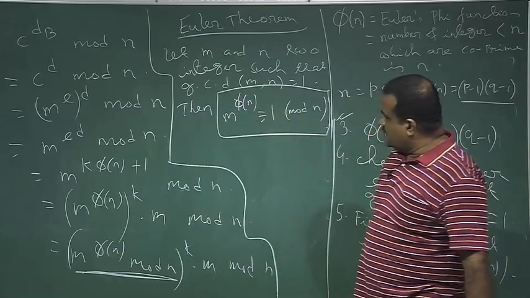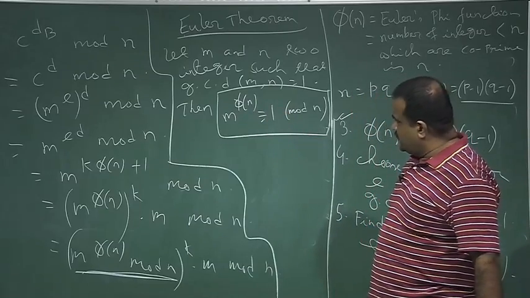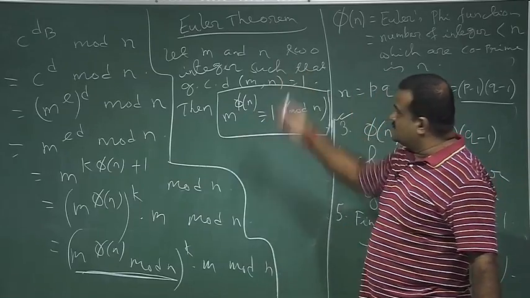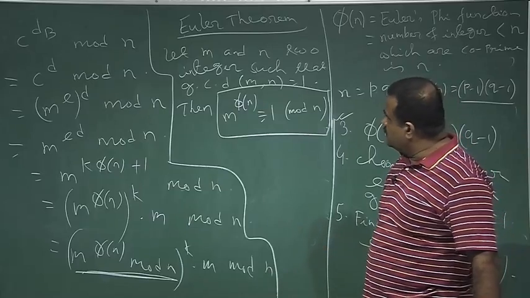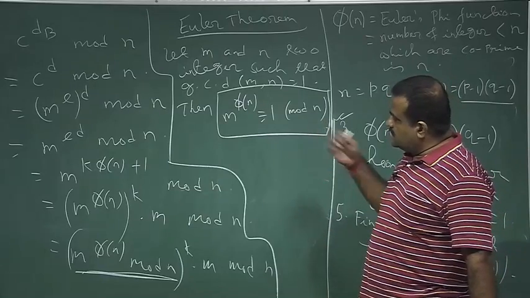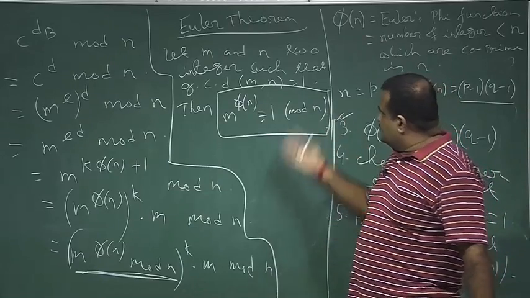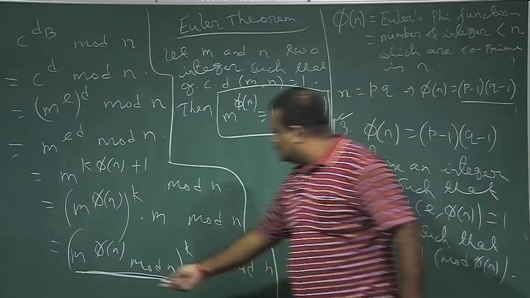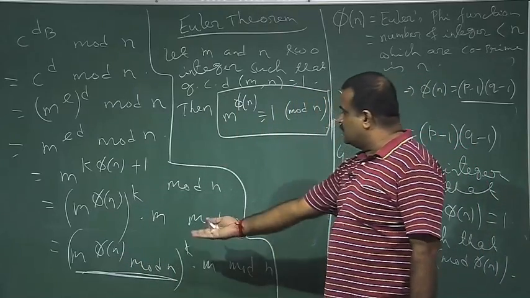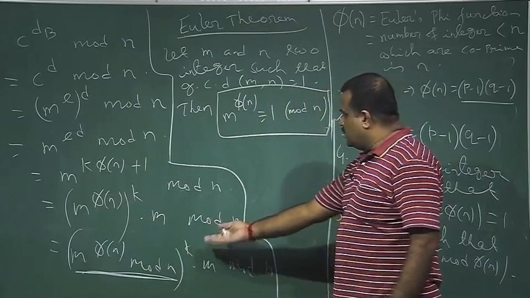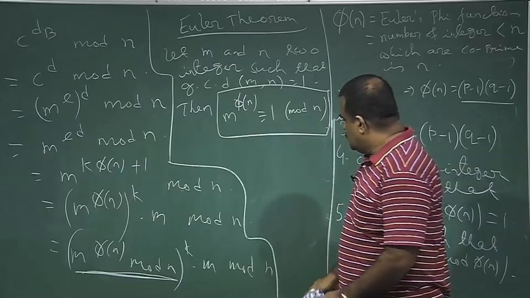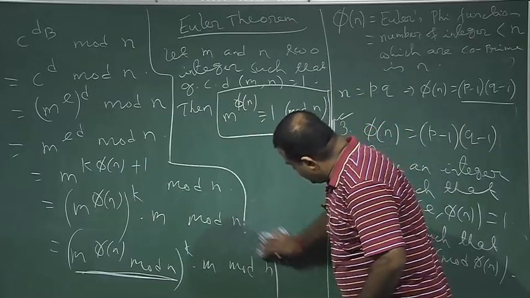M to the power phi n is congruent to 1 mod n. This result is basically Euler's theorem, which we proved when we discussed number theory. So we can use this result here. This will be 1 congruent to 1, so 1 to the power k is 1.